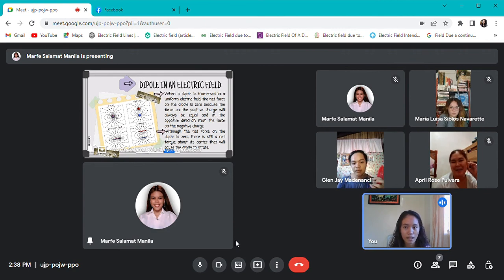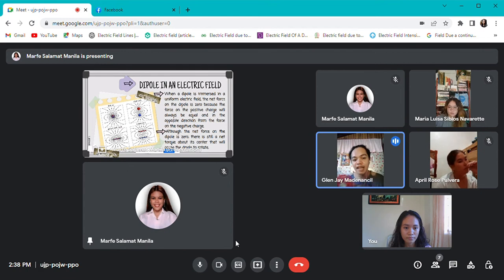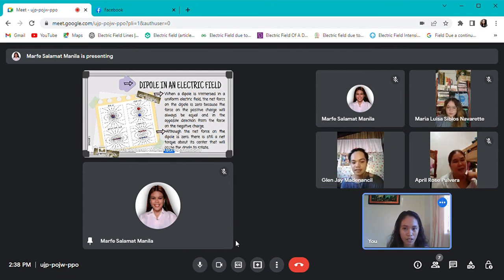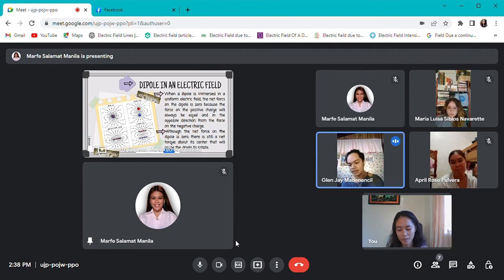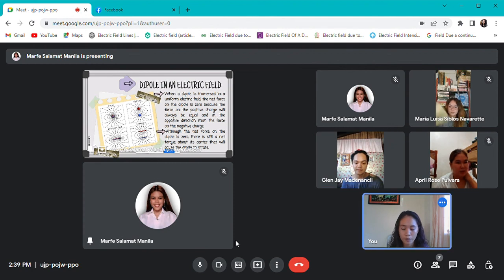Ay, wait lang. Pareha lang ang dipole sa electric dipole. I cannot confirm it confidently. Pero based on my own understanding niya, so nabutan diri na it can experience torque.